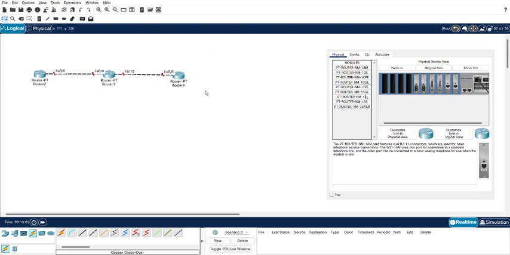It's very important because they need to send packets to each other. Okay, so now after we add the routers, what we have to do is add the devices to test the routers.